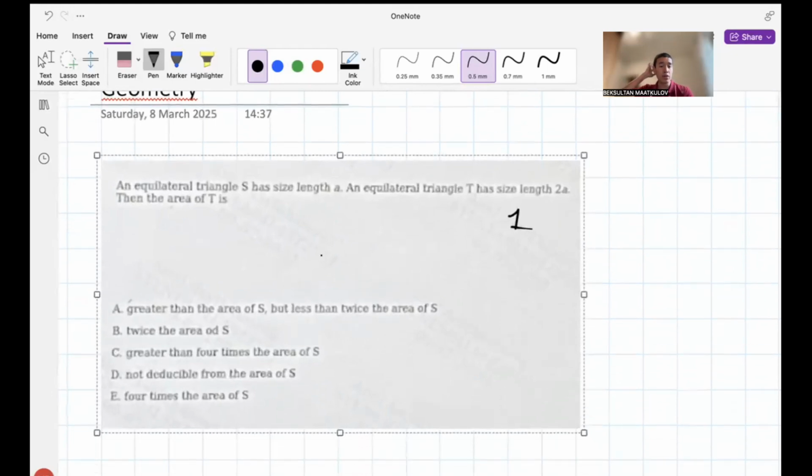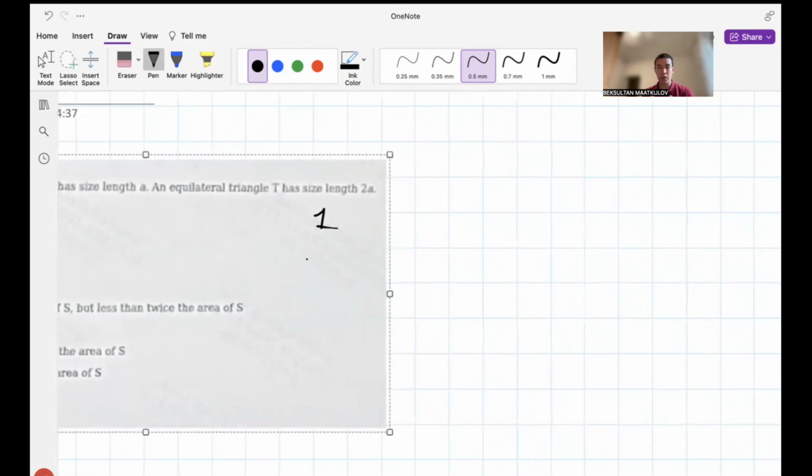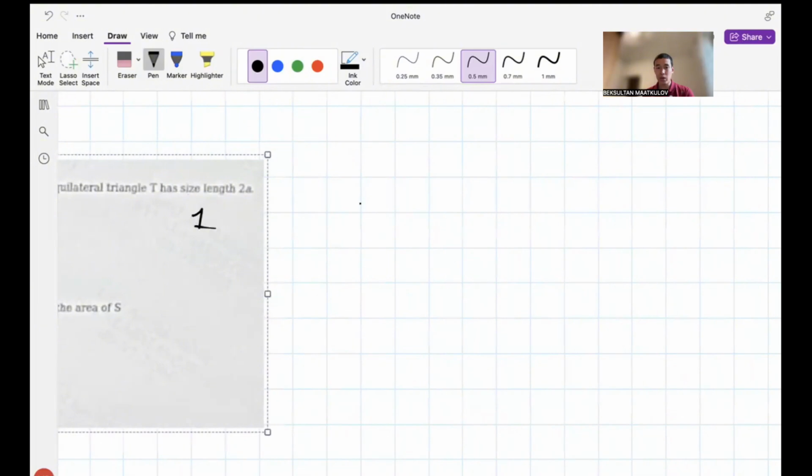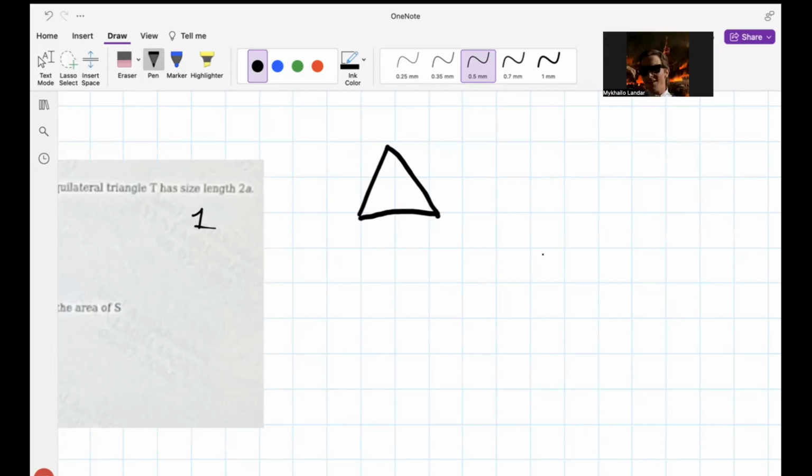So in the first one, you have an equilateral triangle that has a side of length A, and you have another triangle that has a side of length 2A, and both of them are equilateral. Then you have to compare their areas. What does it mean that the triangle is equilateral? All sides are equal. Yes, all sides and all angles are equal.